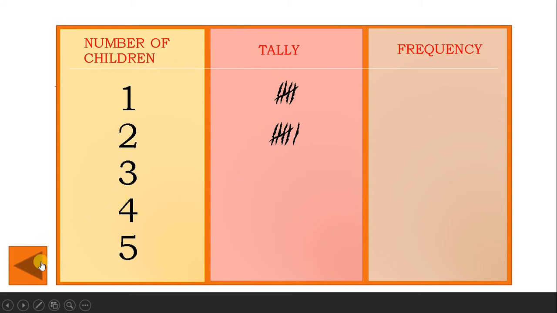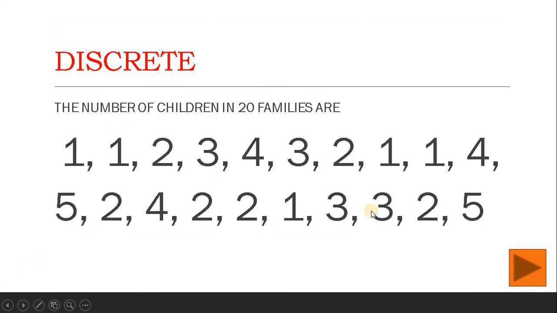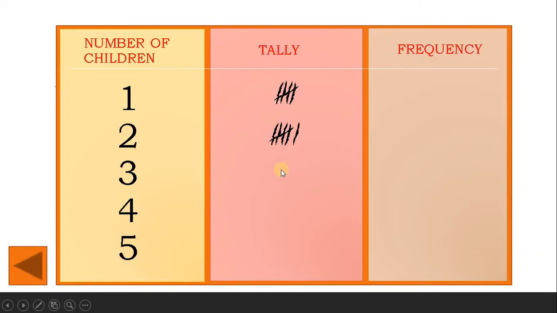So going back again to the table, we have 3, 4, and 5. If you count them here, you will find out that the number 3 occurs 4 times, and number 4 occurs 3 times, and number 5 occurs 2 times. So this is how you're going to tally them.